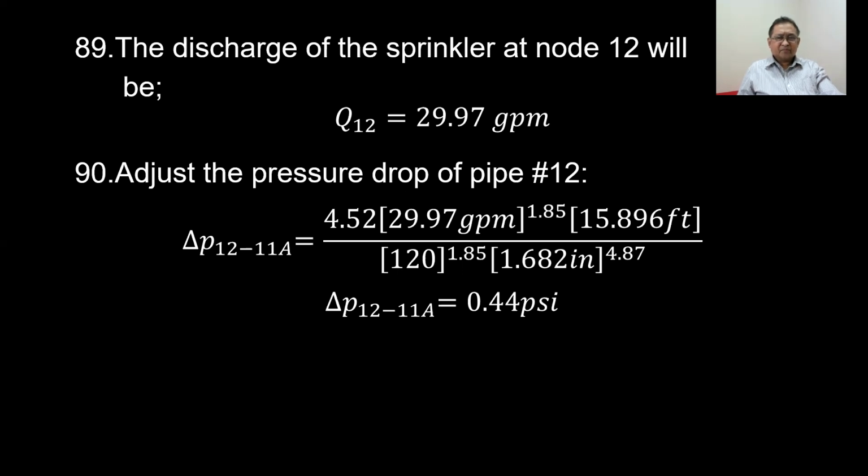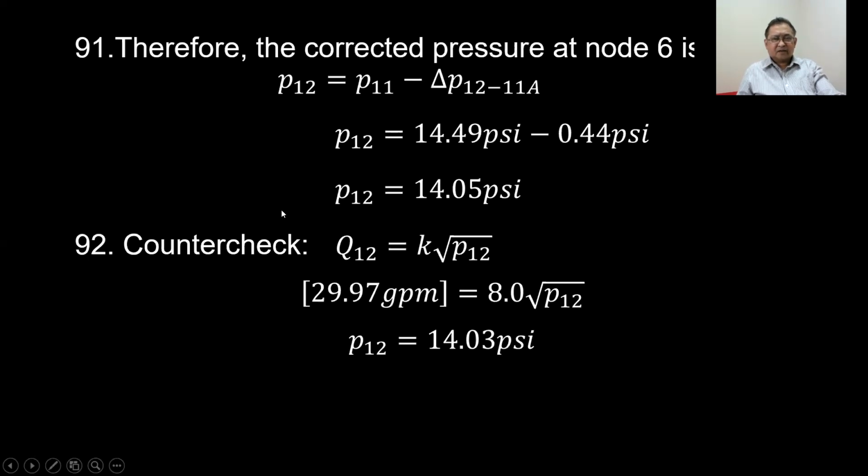29.97 GPM. Using that value, we can calculate the pressure drop at pipe number 12 using Hazen-Williams formula, and the result will be 0.44 PSI pressure drop. And again, we are going downstream, so we subtract that value from 14.49. So 14.49 minus 0.44, the result for P sub 12 will be 14.05.